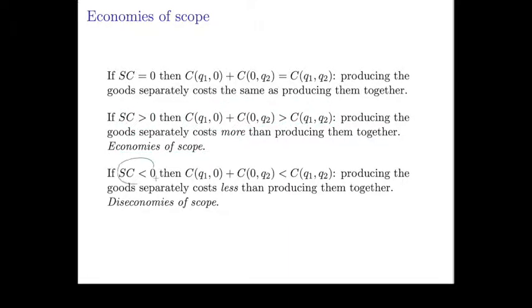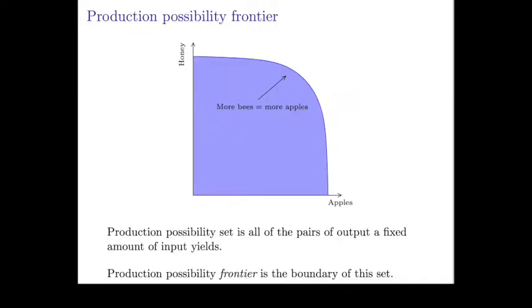If the number is negative, it means that it's actually less productive, so it costs more to produce them together. Right? So this is the cost of producing them together, and that's a bigger number than producing them separately. So that means we have diseconomies of scope. So it's worse to produce them together than it is to produce them separately. Let's look at some examples.